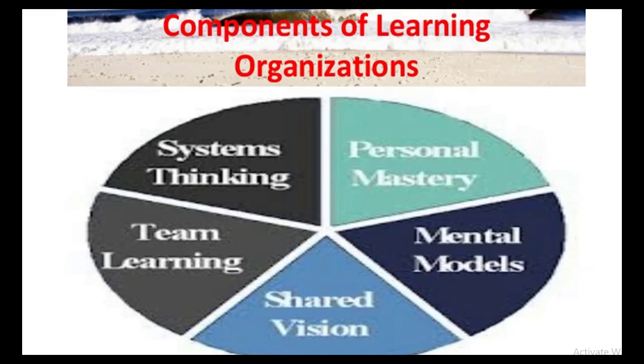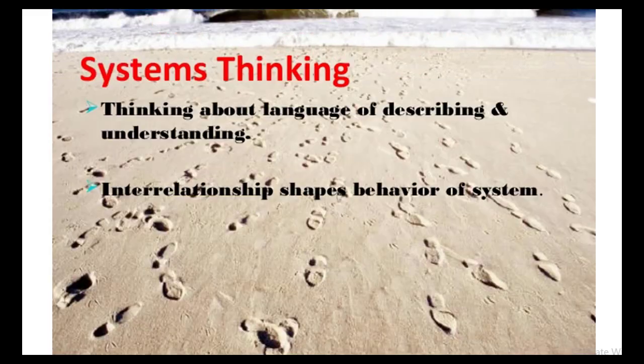Components of learning organizations. Systems thinking. Personal mastery. Mental models. Shared vision. Team learning. Systems thinking. Thinking about the language of describing and understanding. Interrelationship shapes the behavior of the system.